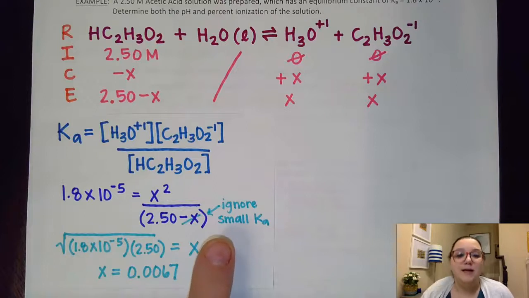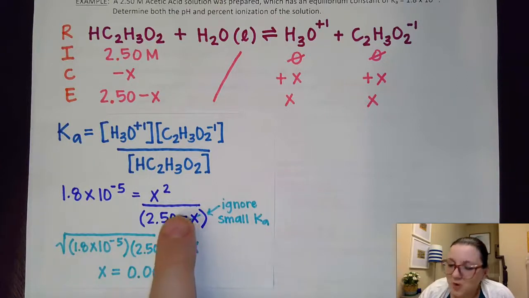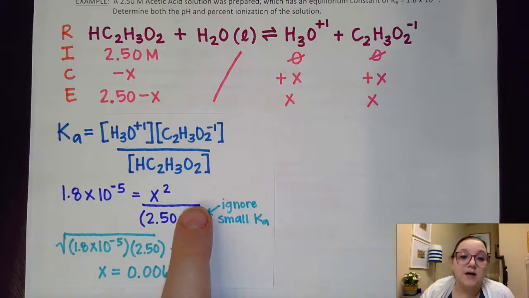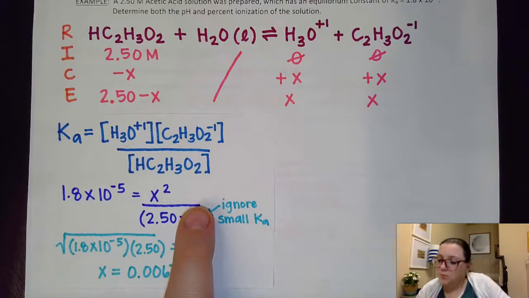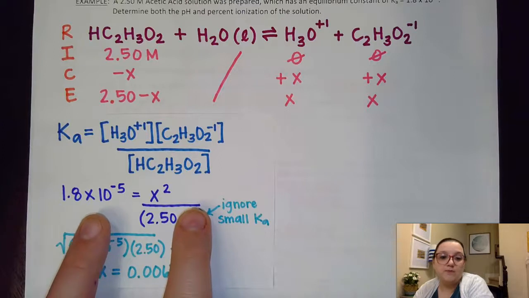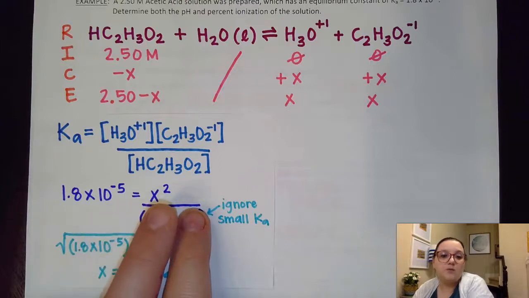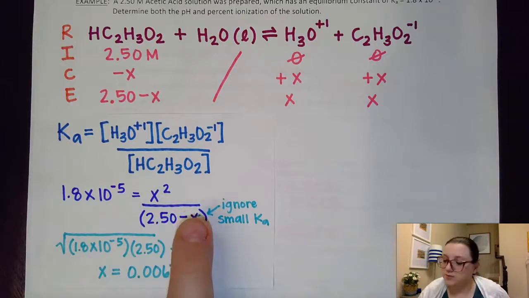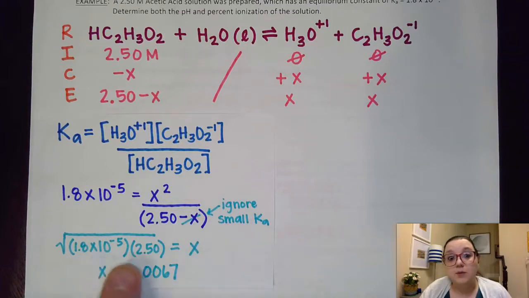So then my goal is to solve for x. And once I get rid of that minus x down there, you can see that really simplifies things. So I would want to multiply over that 2.50, but then I also want to get rid of the x squared. So I would square root both sides. And so that would end up here with this value solving for x.